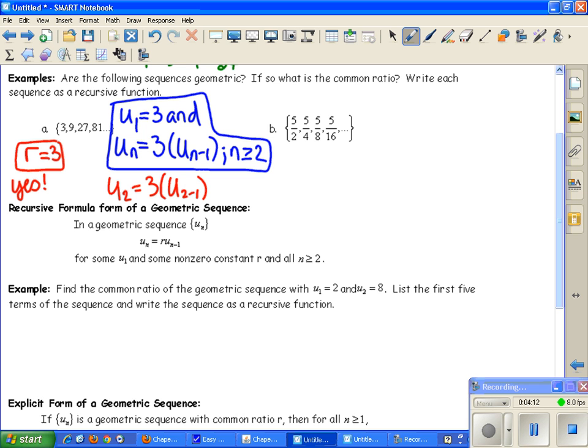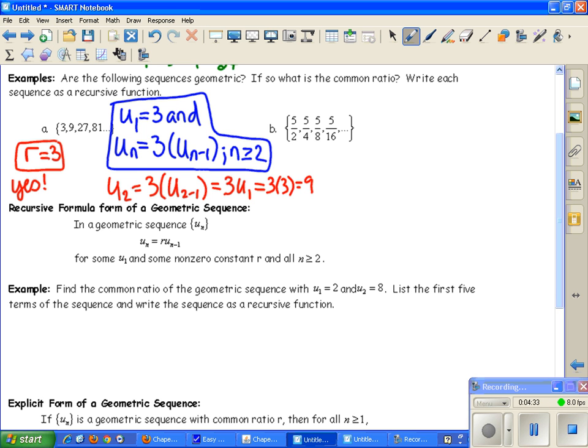And that's what I would be solving. So u sub n minus 1 is the same thing as the first term, so this says that we want 3 times our first term, u sub 1, and we know u sub 1 is equal to 3 because that's what we were given when we wrote the recursive formula. So 3 times 3 would then be equal to 9.